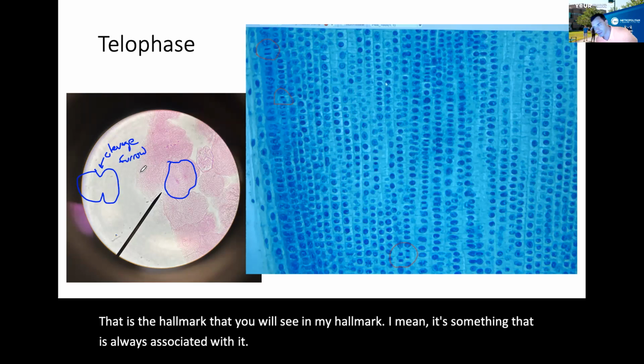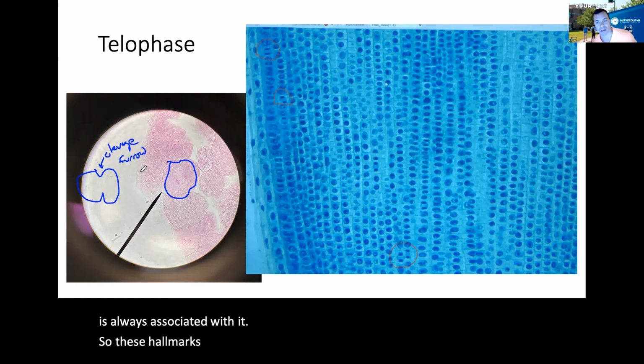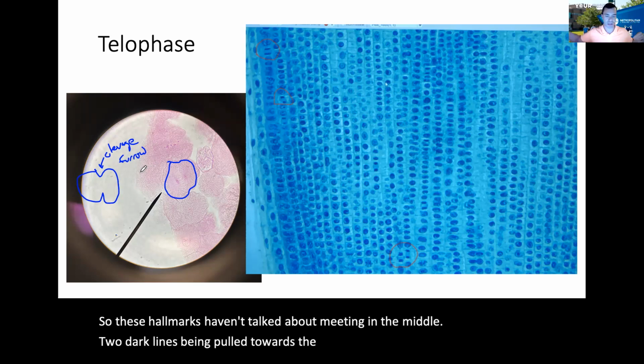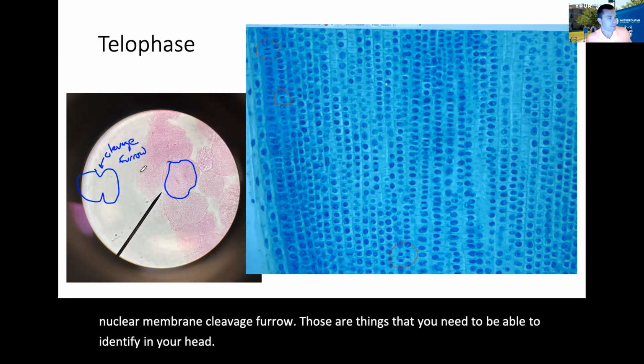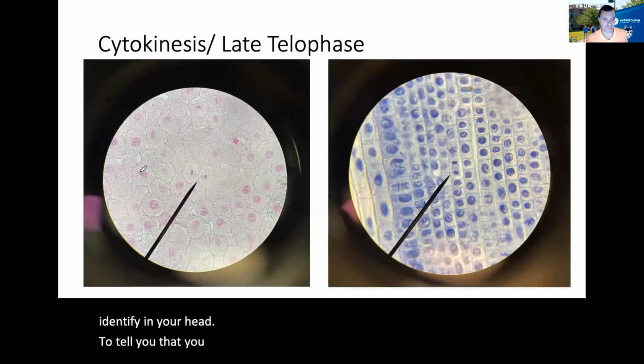So these hallmarks I've been talking about: meeting in the middle, two dark lines being pulled toward opposite poles, nuclear membrane, no nuclear membrane, cleavage furrow. Those are things you need to be able to identify in your head to tell you that you are seeing that phase. She has a late telophase, and that's late as hell.